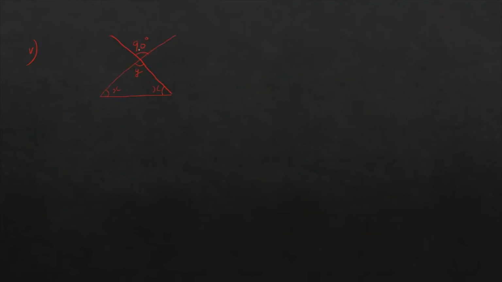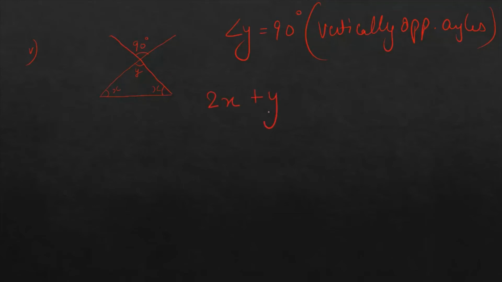Here we can observe through the diagram that angle y is equals to 90 degrees through vertically opposite angles. If angle y is equals to 90 degrees and here it's given that this angle is equals to this angle, which means 2x plus y is equals to 180 degrees if we use the angle sum property of a triangle.